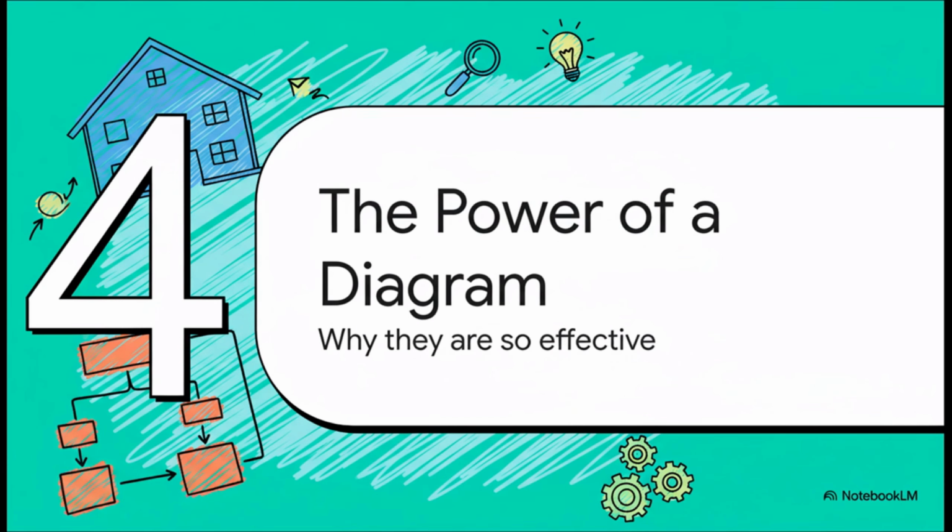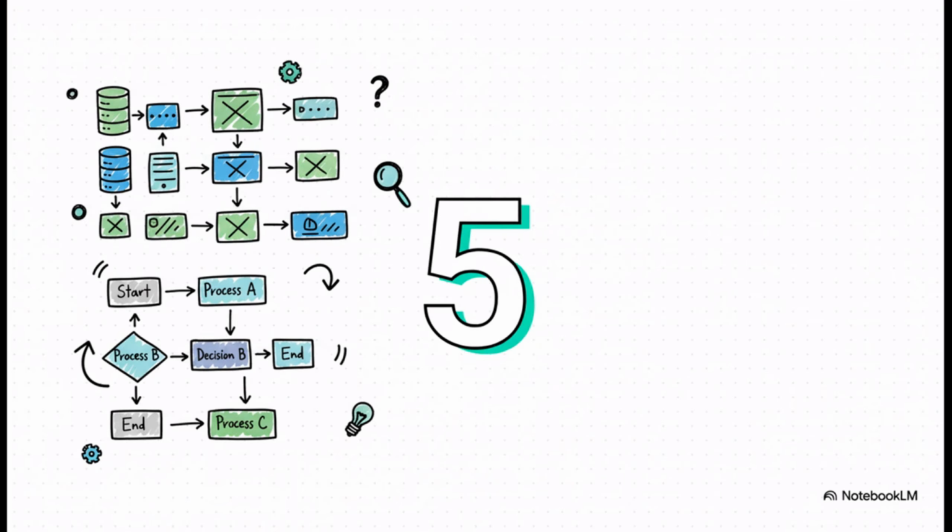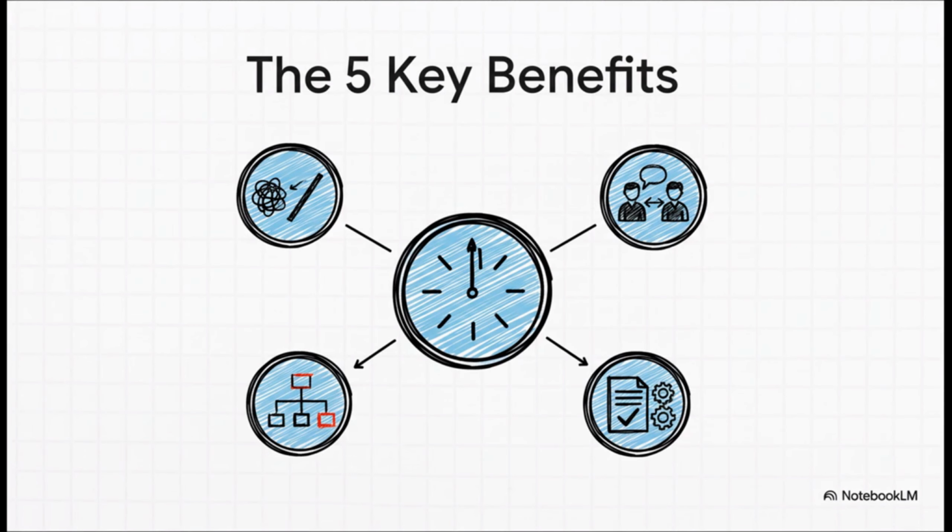So we've looked at the blueprint and the recipe, and that brings us to our final and maybe most important section, the power of a diagram. I mean, why do we even bother with all these boxes and arrows? What is it that makes these simple drawings so incredibly effective? Well, the answer is that these visuals give you a massive return on your investment of time. And while there are tons of reasons why, it pretty much all boils down to 5 huge benefits that can literally transform any project. Let's just walk through these.